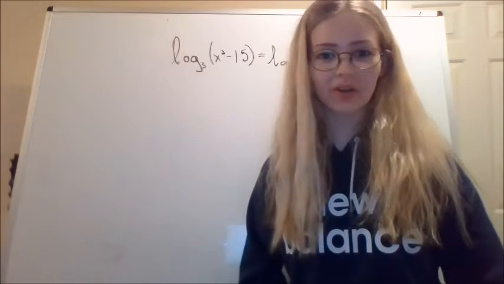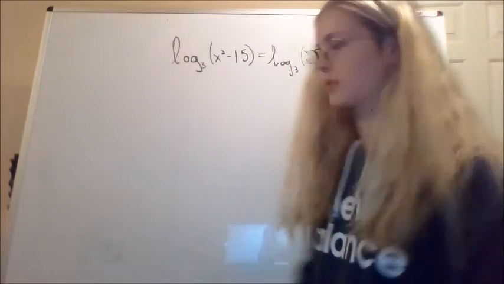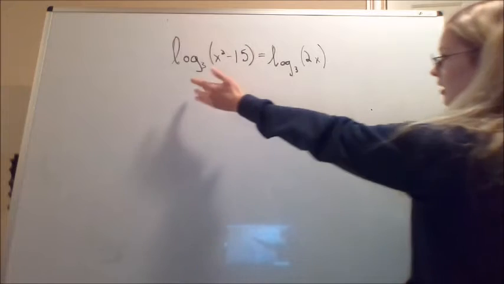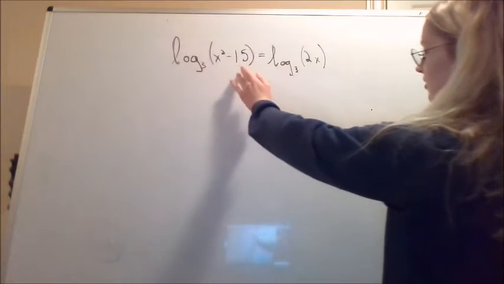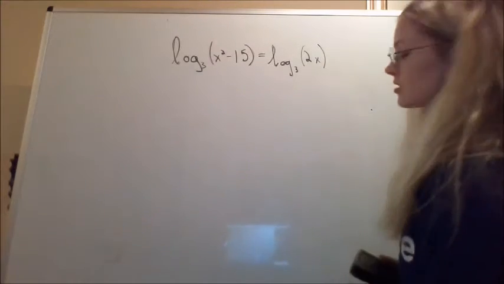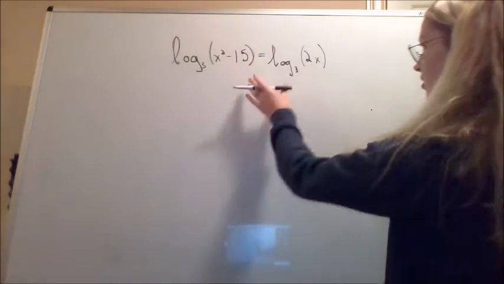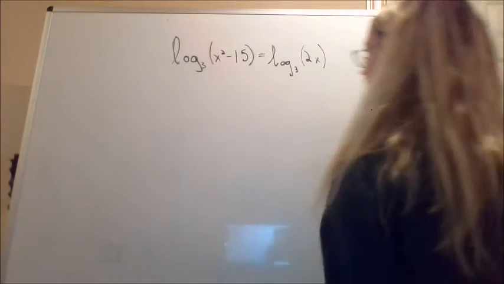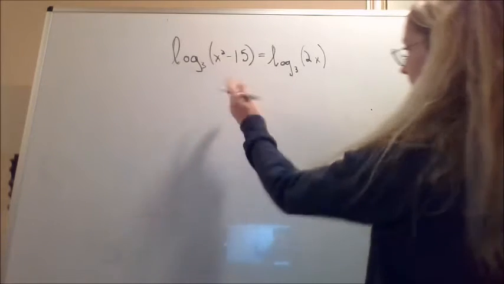Hi, today we're going to learn how to solve equations and inequalities with logarithms. So here we have log base 3 of x squared minus 15 is equal to log base 3 of 2x. So how do we solve this? First, we need to get rid of the logarithms. So how would we do this?